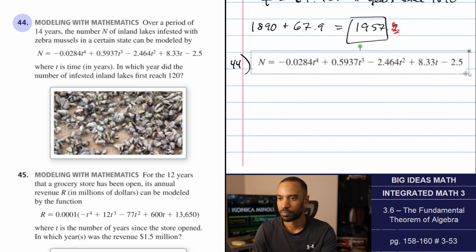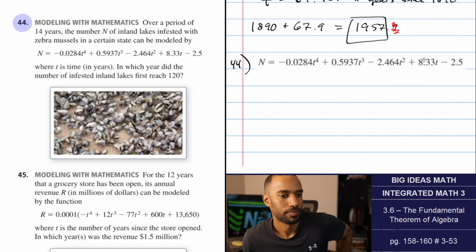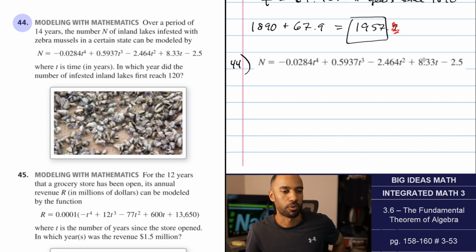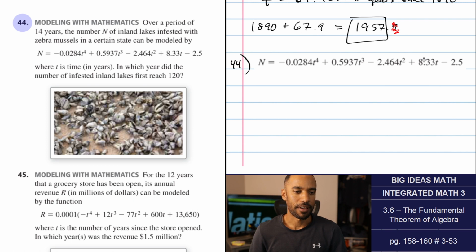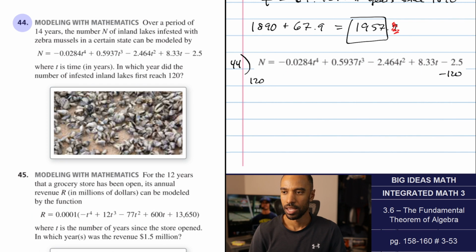Definitely didn't hurt me. Okay, so there's the initial. Now, in which year, over a period of 14 years, did the number of infested inland lakes first reach 120? So the number n of inland lakes, t is the year. We need 120 to equal this. So let's subtract 120 from there, basically, and that'll be negative 122.5. Sorry, I'm still saving myself some work in writing.